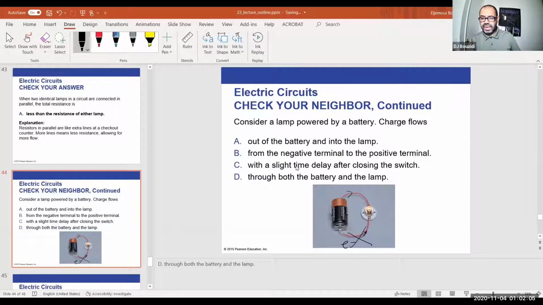With a slight time delay after, no, that doesn't make sense. Switch, where is the switch? We don't even have a switch in the circuit. Through both the battery and the lamp, that is exactly it. The charges are coming from here. When they reach this point, they basically cancel the negative charges in here, and we have a problem. The battery will drag them and move them to the other side to complete the circuit. So that is the correct answer. That is the whole picture. So the correct answer is D.